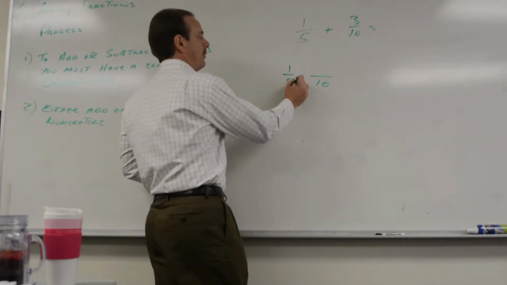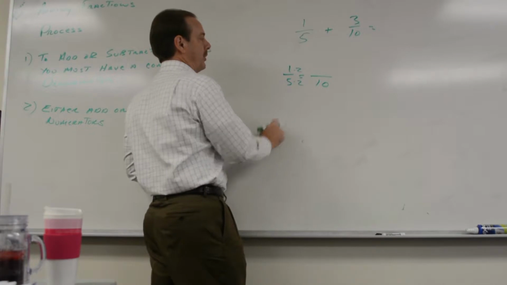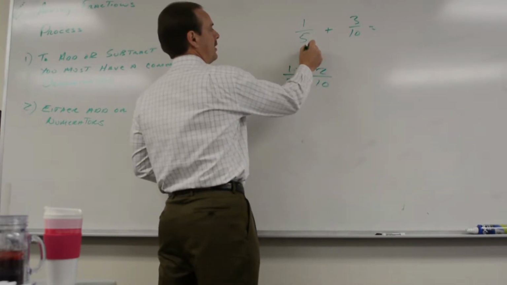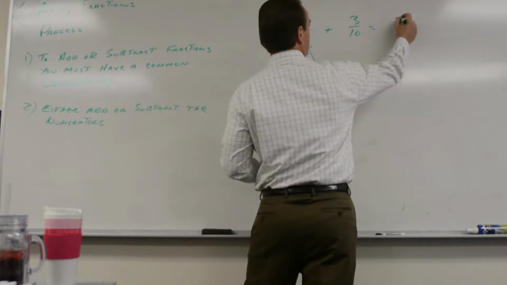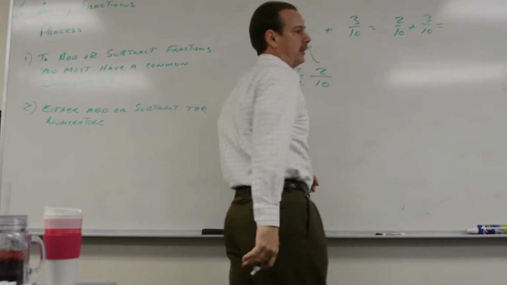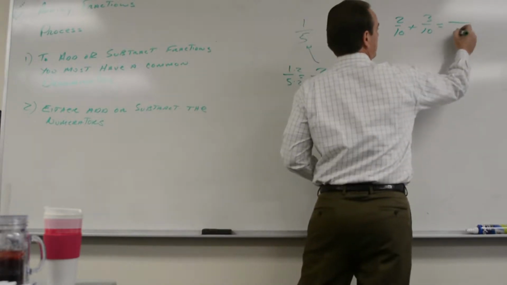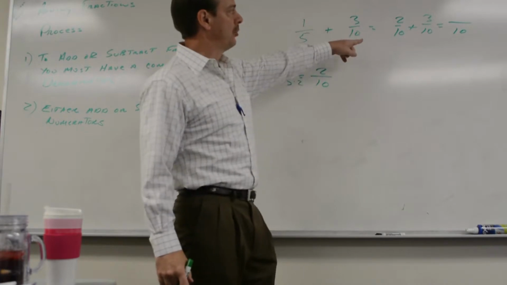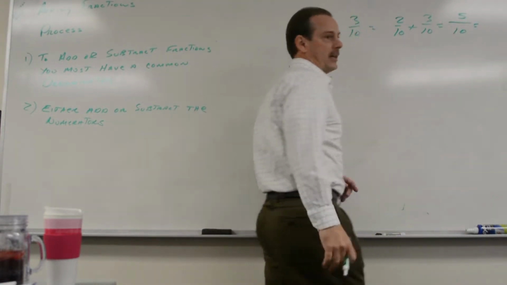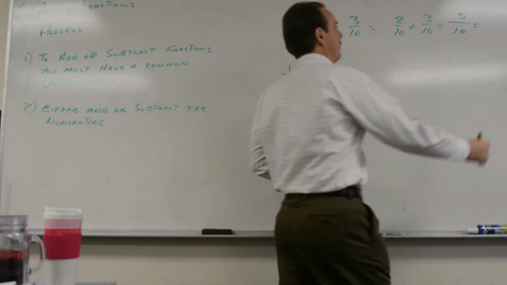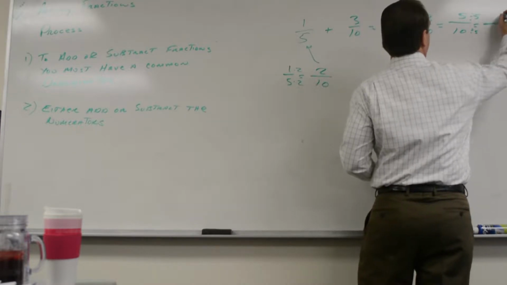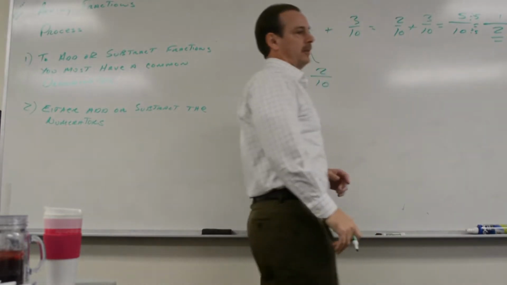Well, I had to multiply the denominator by 2, so I have to multiply the numerator by 2. 1 times 2 is 2, so 2/10. So I'm going to replace 1/5 with 2/10. So this equals 2/10 plus 3 over 10 equals. Now, denominator is always the same, right? Add the numerator. 2 plus 3 is 5. And the last step? Divide both numerator and denominator by 5. We're going to get 1 over 2. That's our final answer.